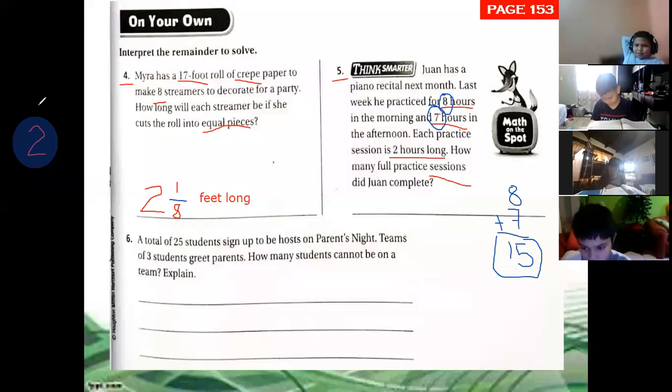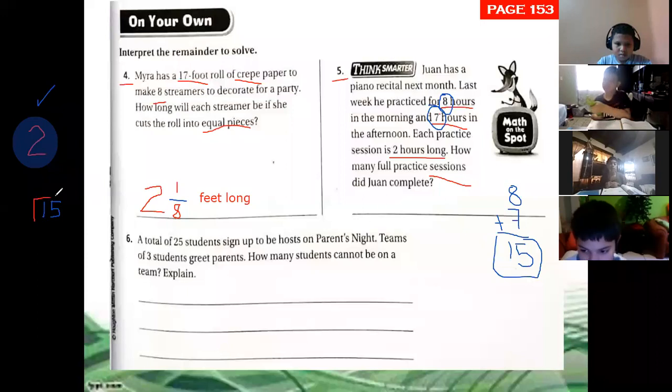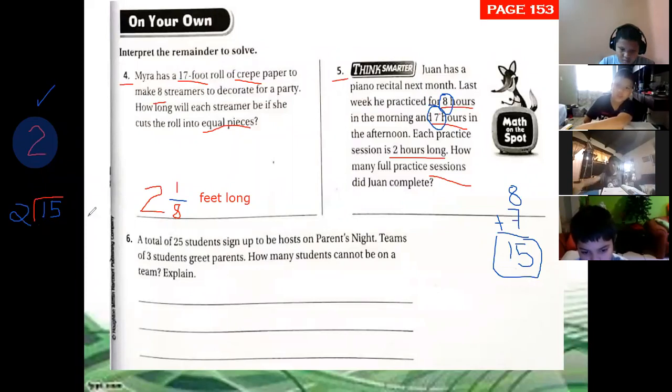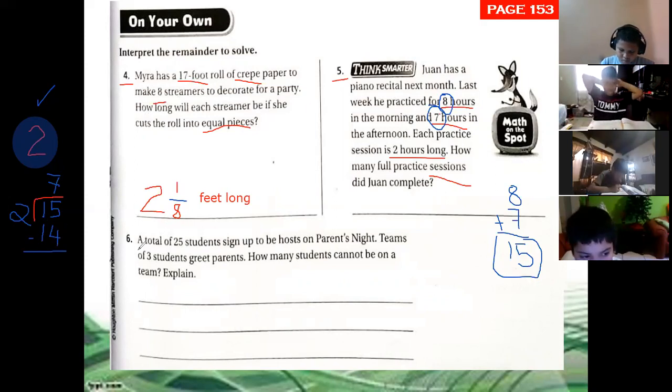Now we can use this number, because 2 hours is a full practice session. So we have to divide 15 by 2. Table of 2, guys. 2 times 7 is 14. 14 is the closest product. See? 15 minus 14.